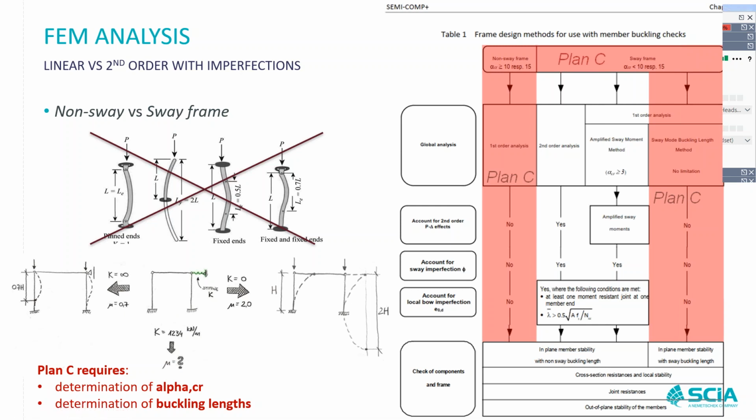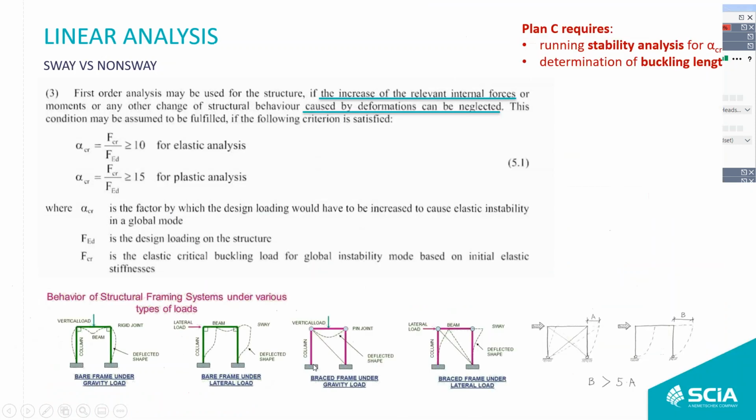But the most important information here is that if we do plan C with linear analysis, we need to determine alpha critical and we need to determine our buckling lengths. If we do second order analysis, we don't have to do that. And this is a topic for the next webinar.